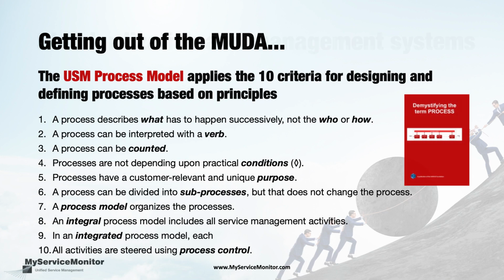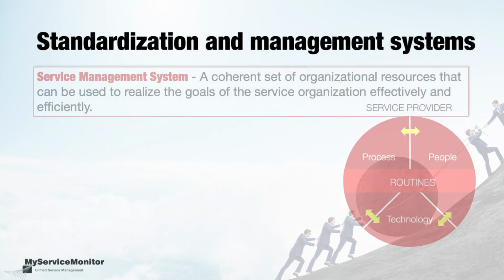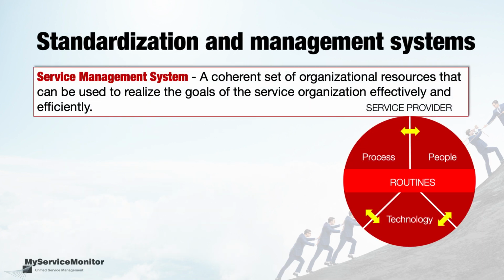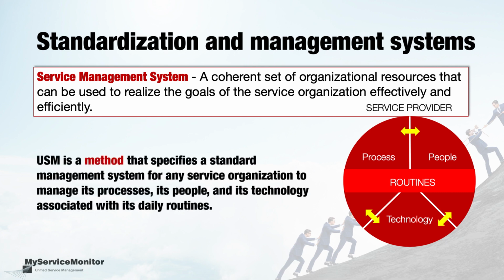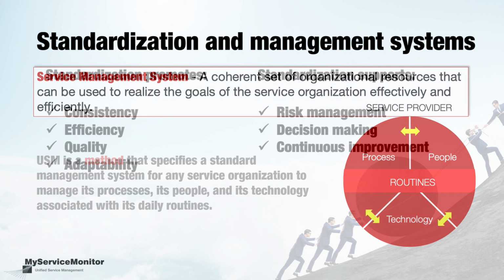demystifying the term process. A service management system is a logical and consistent set of organizational resources, and we use them to realize the goals of the service organization in an effective and efficient way. USM is a method that specifies a standard or generic management system for any service organization to manage its processes, its people, and its technology associated with their daily routines.